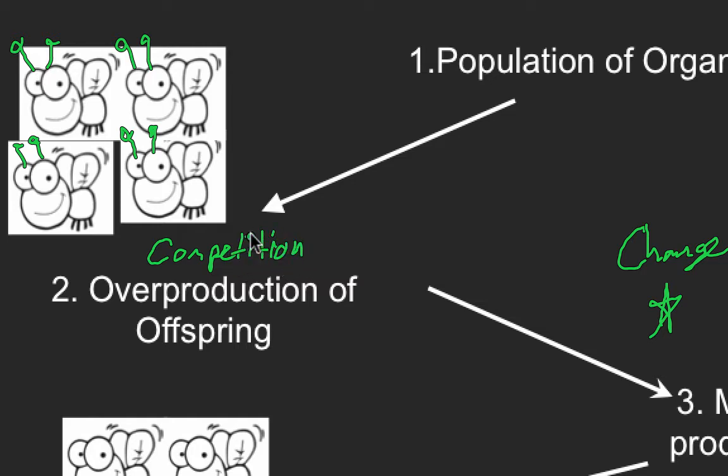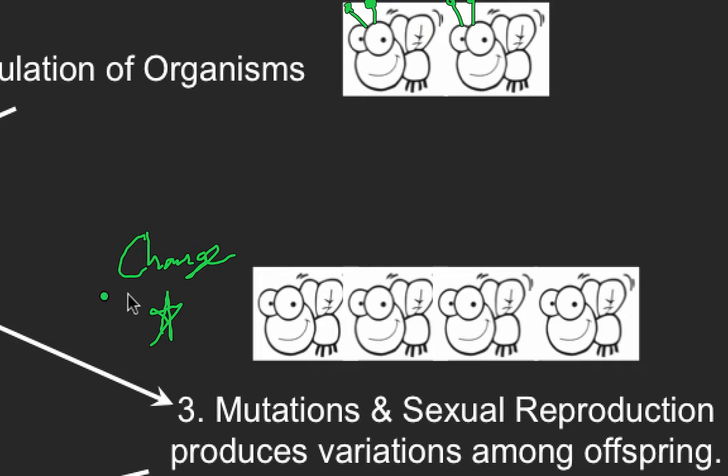And that is definitely a main factor throughout. Here, where we have our change, the mutations in sexual reproduction produce variations among offspring. So, because random genetic mutations occur, and sexual reproduction has variation, we talked about how that happens, we can get a change in some organisms. So struggle for survival, changes, mutations.